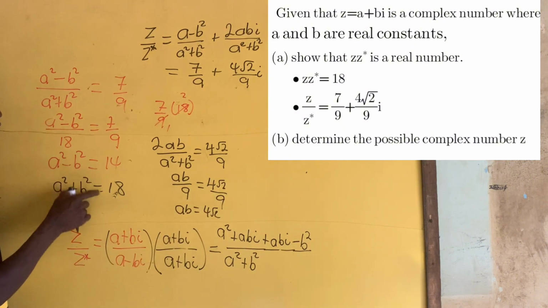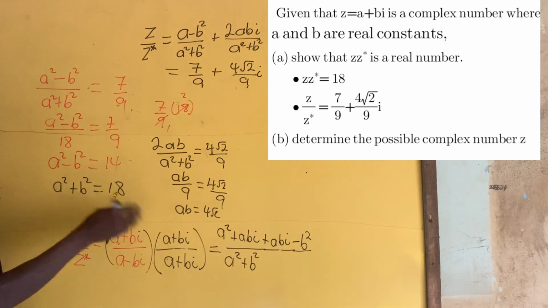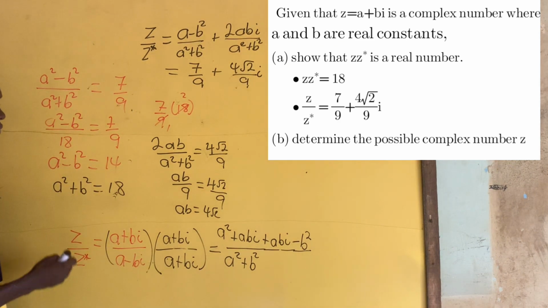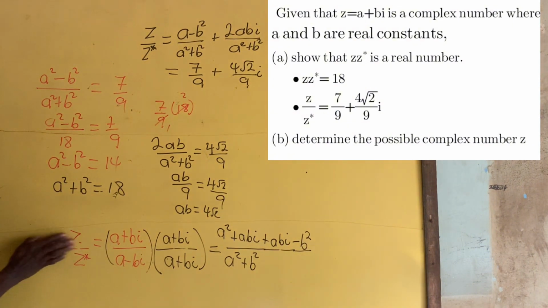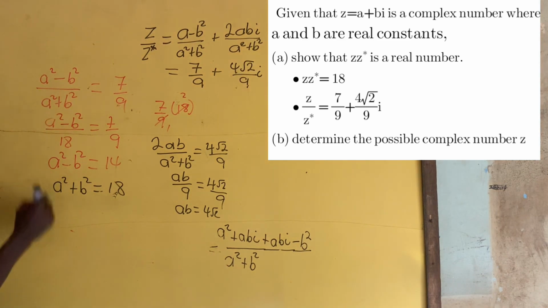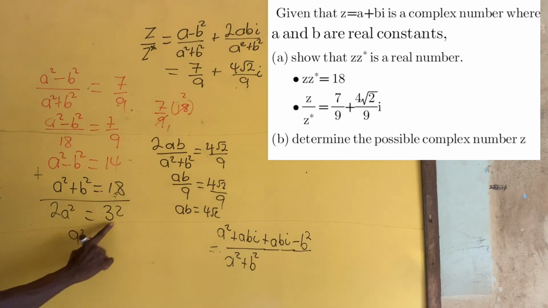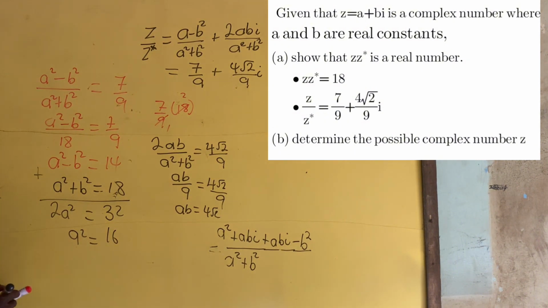Wow. So we have 1, 2, 3 equations to solve simultaneously. So we can solve any of these two simultaneously to get the values of a and b. Okay, I'm using this part. So if we consider this part, then let us add. This gives us 2a squared, negative b squared plus b squared is 0. This will give us 32. And we have a squared equals 32 divided by 2, that is 16. Wow. We have a squared equals 16.